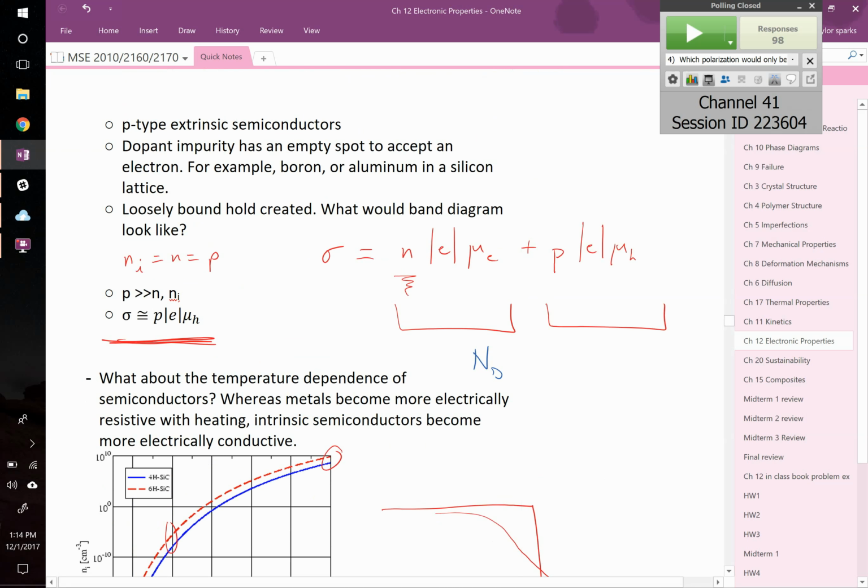That's something like a phosphorus that has an extra electron. We're going to assume that that's equal to the number of electrons, N. And the number of acceptors, things like aluminum or boron that can pick up an electron, we're going to say that that's equal to the number of holes. That's the terminology the book uses. Again, we're assuming that all these things ionize. That may not be the case.